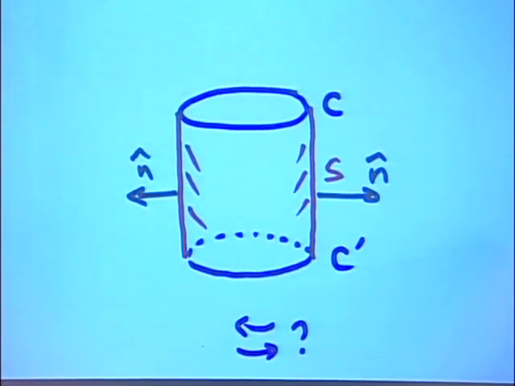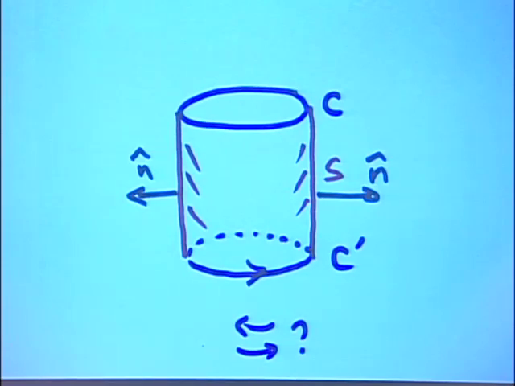Okay, so let's start with, let's say, the bottom one. Would the bottom one be going clockwise or counterclockwise? Yeah, most people seem to say counterclockwise, and I agree with that. Okay, so let me write that down. I claim C prime should go counterclockwise.